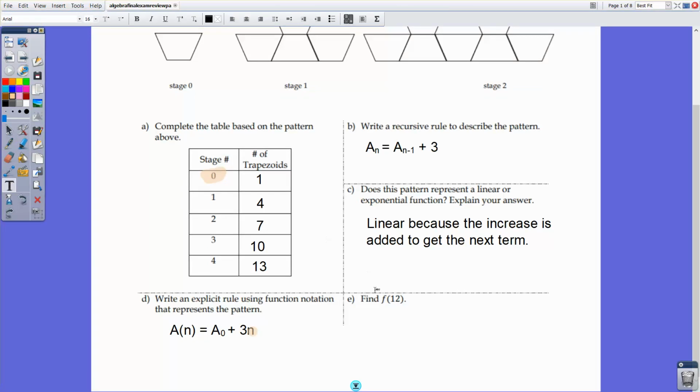And then lastly, we just need to find f of 12. That means we're going to plug in 12 for this function. So it's going to be equal to 1 plus 3 times 12, right, which is just 37. So at the 12th stage, you would have 37 trapezoids. Okay, let's go to the next one.